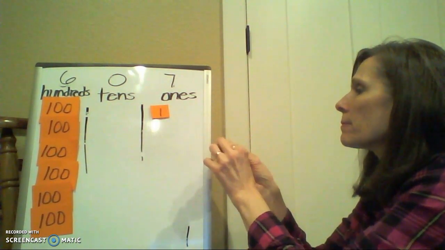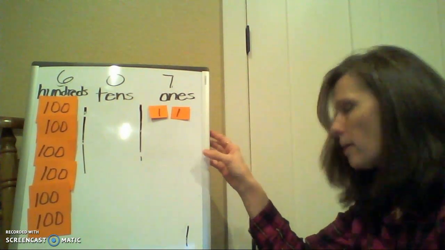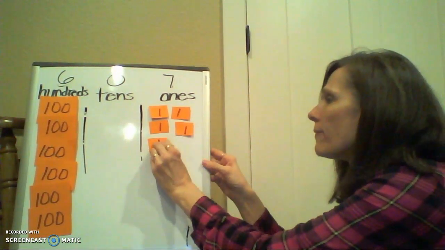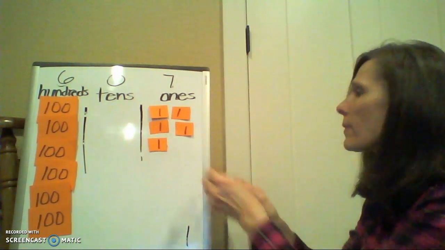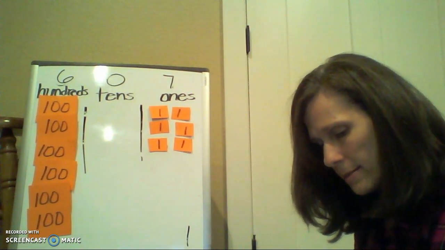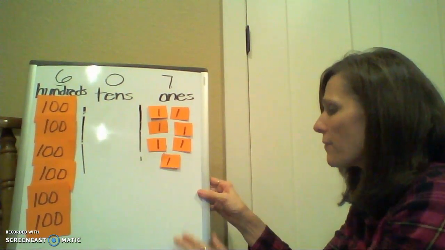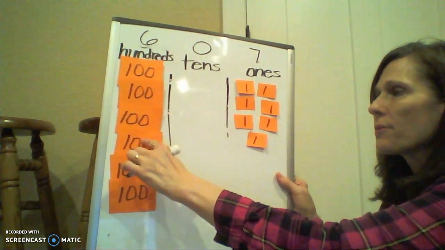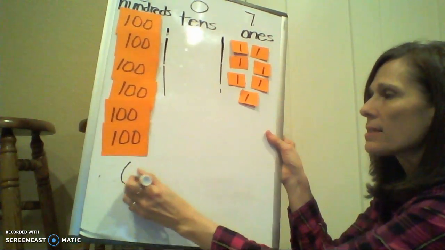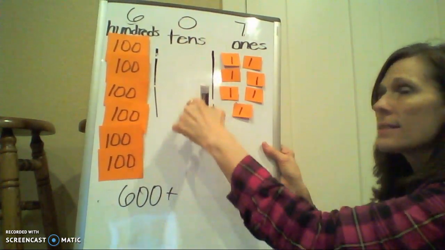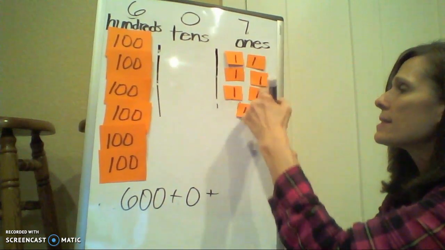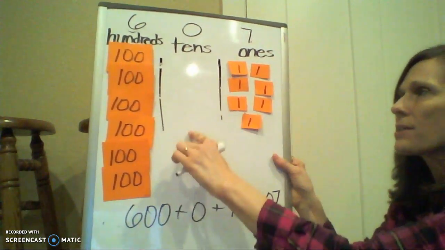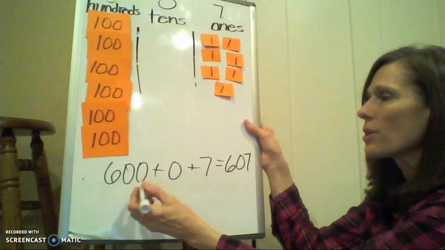1, 2, 3, 4, 5, 6, and 7. Okay, so if I was going to write this out in expanded form, here's my hundreds. 100, 200, 300, 400, 500, 600. So 600 plus 0 plus 7 equals 607.